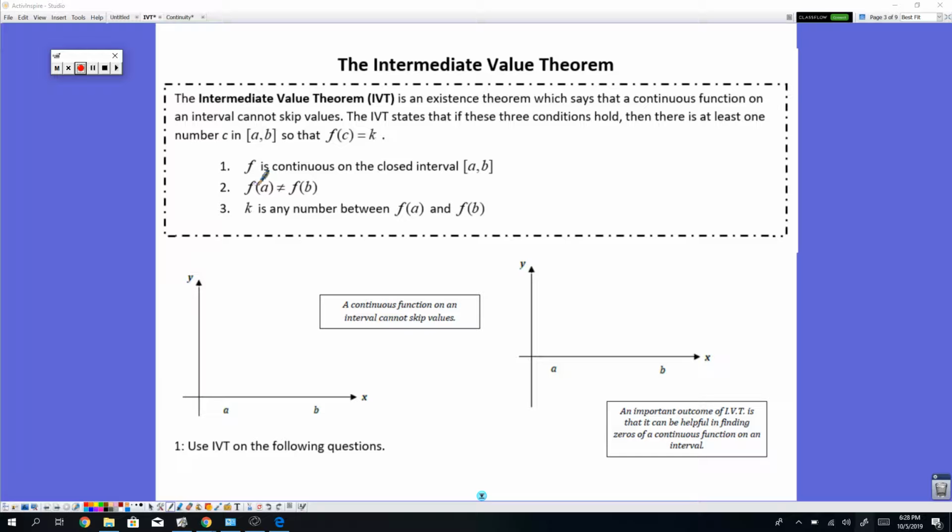So the IVT states that if these three conditions hold, then there is at least one number c in the interval AB so that f of c equals k. So what that means is we basically have that c is the x value and f of c is the y value. And if you have those basic items down, you should be able to answer any questions they ask you. Alright?